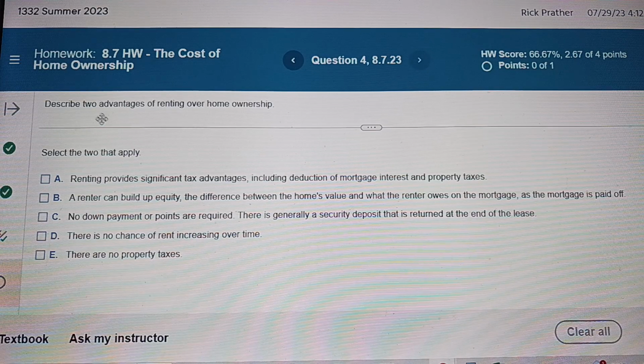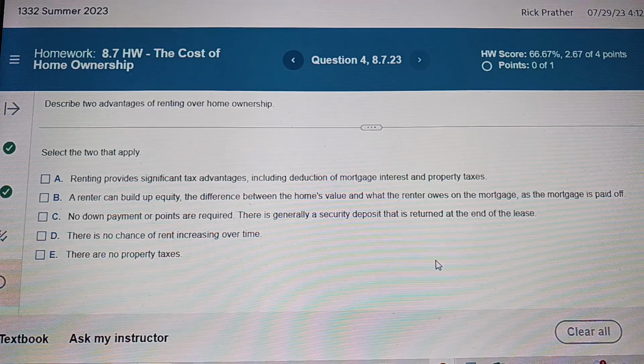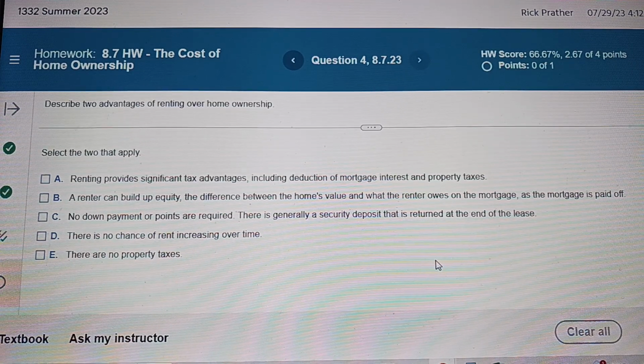Okay, describe two advantages of renting over home ownership. There's benefits. There's nothing in life that's better all the time. Otherwise, everybody would do it. So there's advantages and disadvantages to both of these. There are some advantages to renting. For example, if anything breaks, the landlord's responsible for it. If you own your home and something breaks, you got to pay for it.